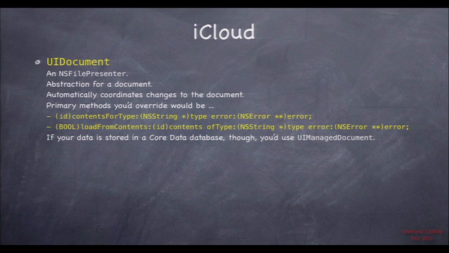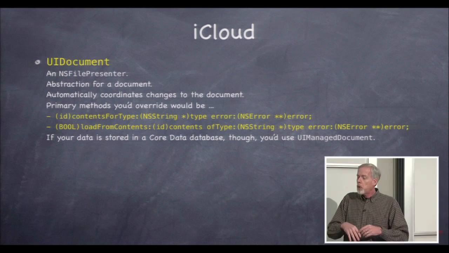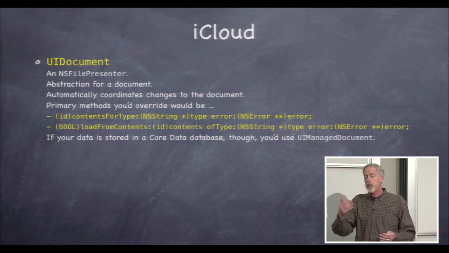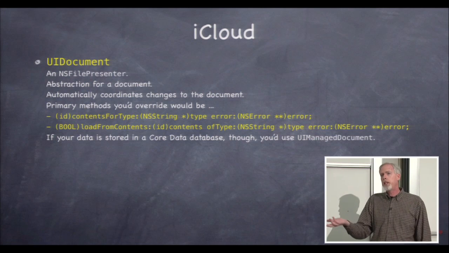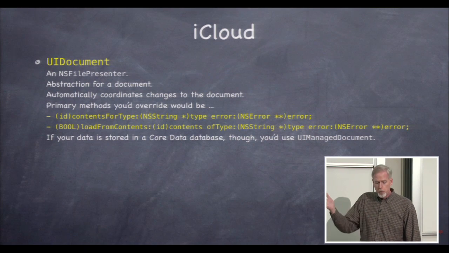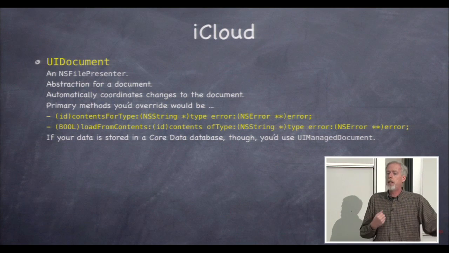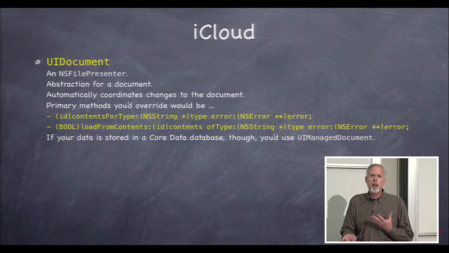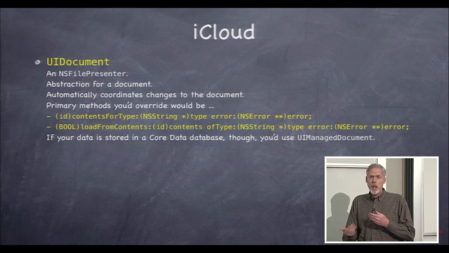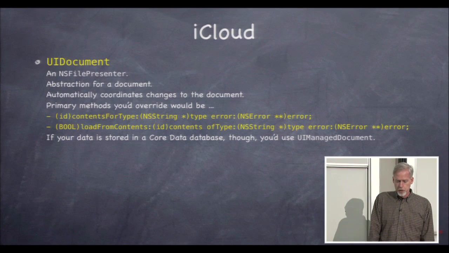But let's talk about UIDocument, which is an NSFilePresenter. It automatically coordinates changes to the document. The primary methods, if you were going to write your own UIDocument, would be contentsForType and loadFromContents:ofType. So that's reading and writing the contents of the document. Pretty much the rest of the management of saving, methods that you're used to, like saveToURL and openWithCompletionHandler, those are all things that UIManagedDocument inherits from UIDocument and would automatically do the right thing and call these two methods to get the data in and out. So you could write your own UIDocument by subclassing UIDocument and implementing these two methods. There's some other stuff you might want to do in UIDocument related to auto-saving and undo management and things like that. But fundamentally, these are the two methods in UIDocument.